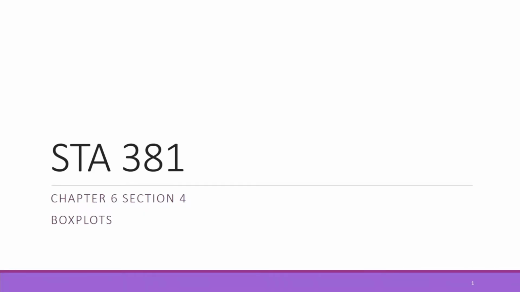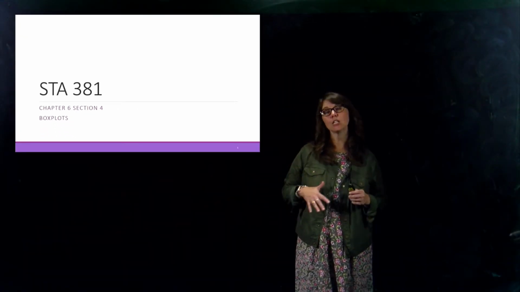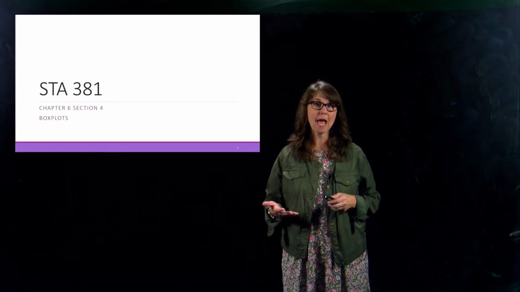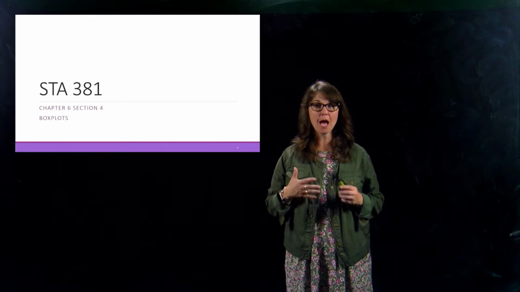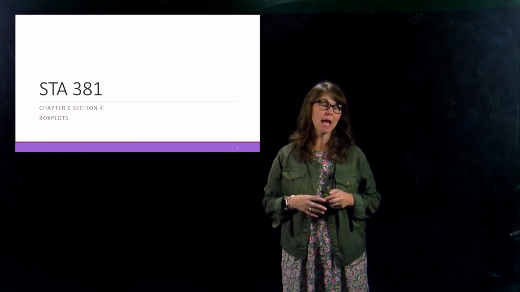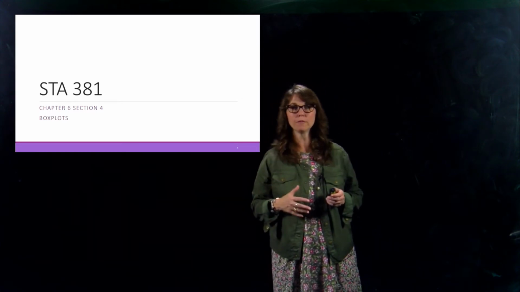This is STA 381, Chapter 6, Section 4, box plots. All right, so we're going to look at another visual representation for quantitative data. Last time we looked at the histogram and talked about some aspects with that. This time we're going to be looking at box plots. They're also called box and whisker plots, but they're not called that so often anymore.